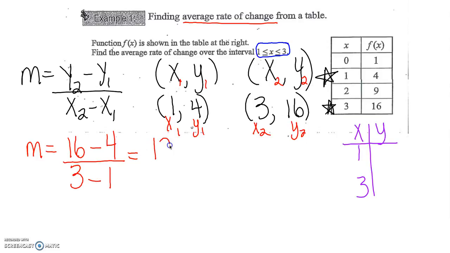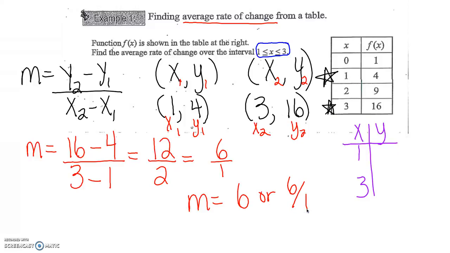16 minus 4 is 12. 3 minus 1 is 2. So 12 divided by 2, which is the same as 6 over 1. So my slope, we can write it as 6, or we can do 6 over 1. So that means I'm going to rise 6, run 1.